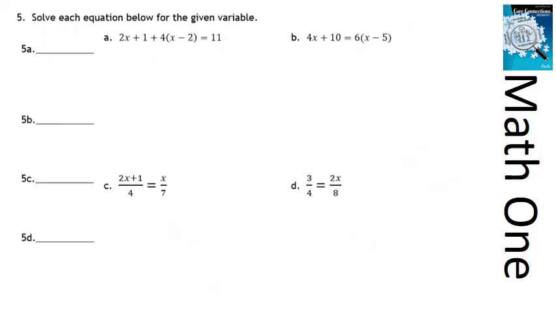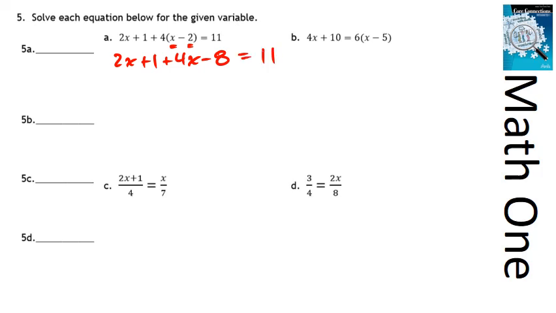Okay, so number 5 gives us a series of 4 equations it asks for us to solve. I'm just going to go ahead and use this distributive property first to get rid of these parentheses. So I've got a 2x plus 1 plus a 4x minus 8. Notice I did multiply both the x and the negative 2 by that factor of 4 outside, and that's going to equal 11.